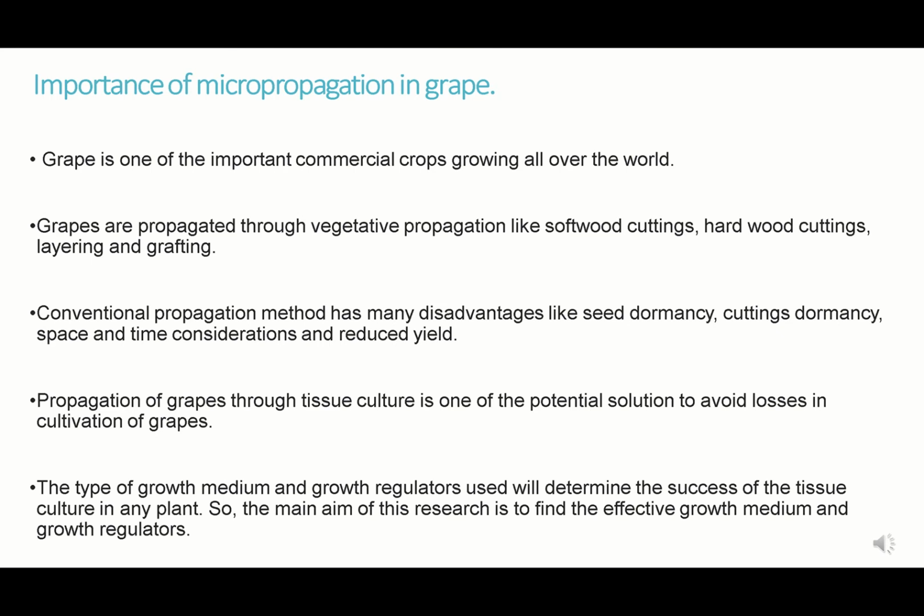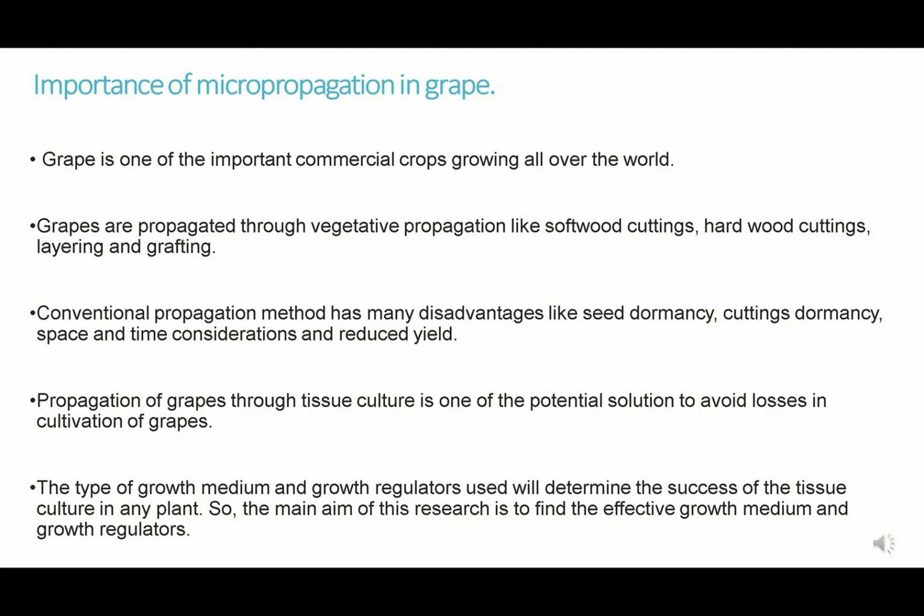In this slide, let's see about importance of micropropagation in grape. Grape is one of the important commercial crops growing all over the world for table purpose, wine preparation, and for raisins. In Canada, grapes are grown in provinces like Ontario, British Columbia, Quebec, and Nova Scotia, mainly for wine preparation and for table purpose. In Canada, the grape industry contributes about $9 billion annually.